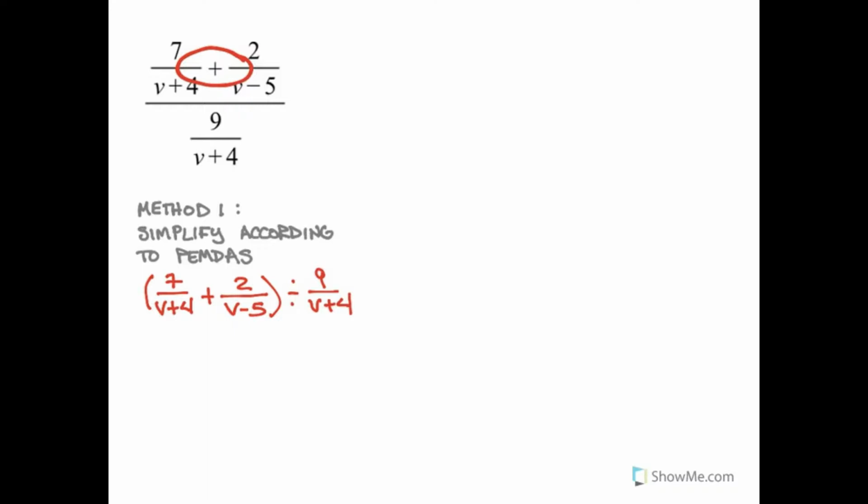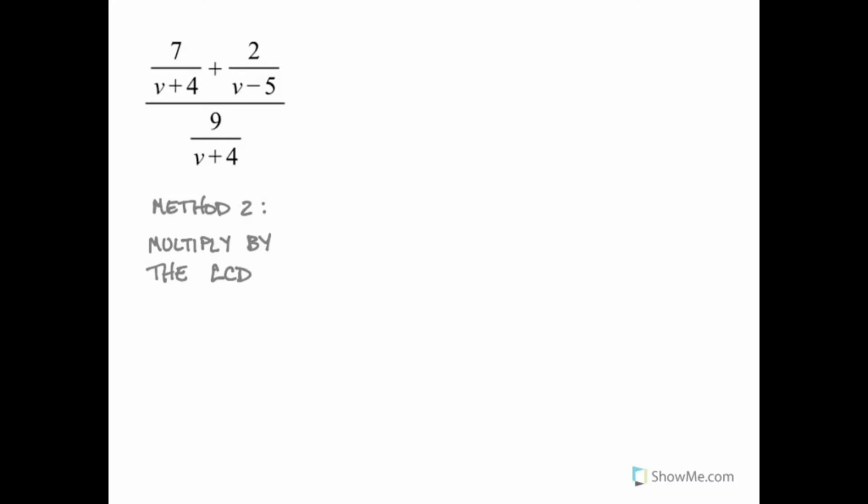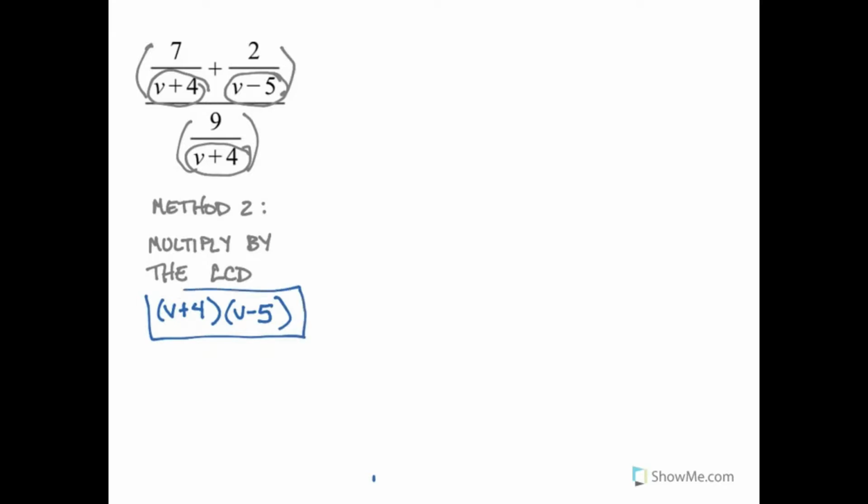But I can show you a method that's a little bit easier. The second method is to multiply the big numerator and the big denominator by the least common denominator of all the denominators in the problem. If I look at the denominators in the problem, I have v plus 4 and v minus 5. And then there's another v plus 4 in the denominator. So this is the least common denominator of the whole fraction.